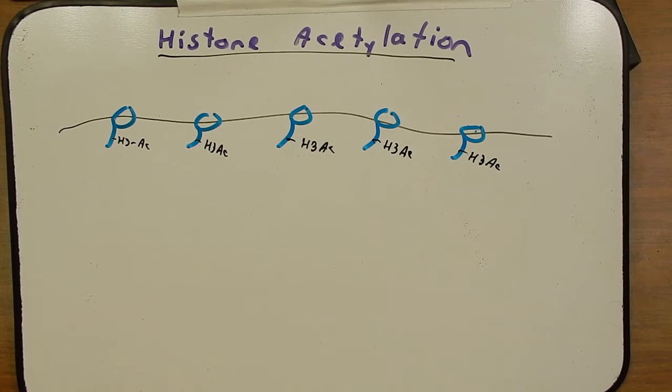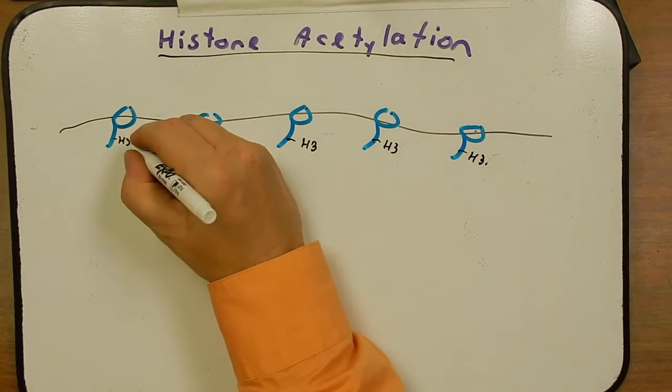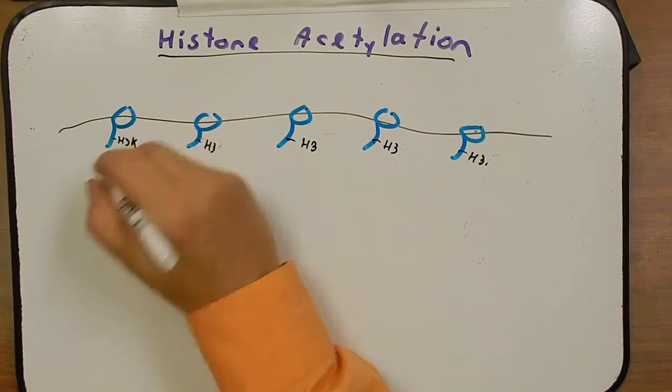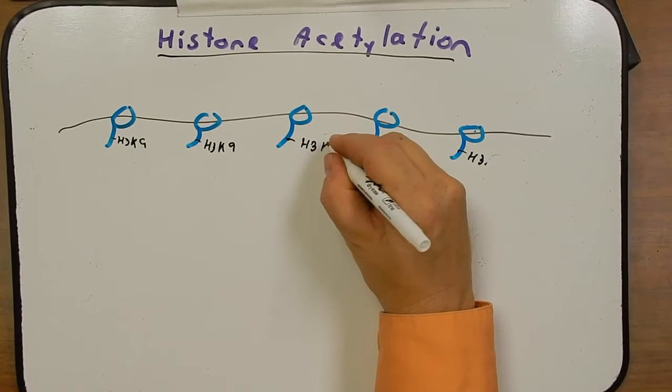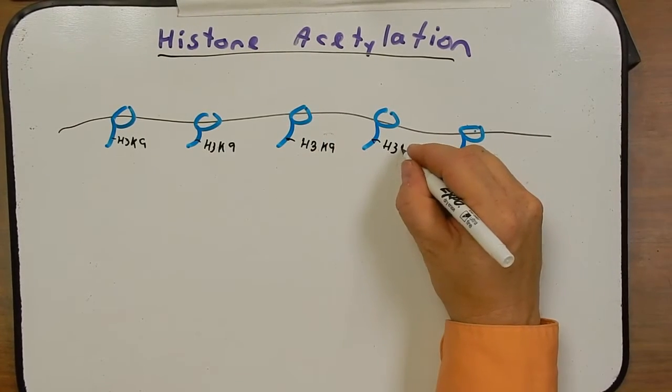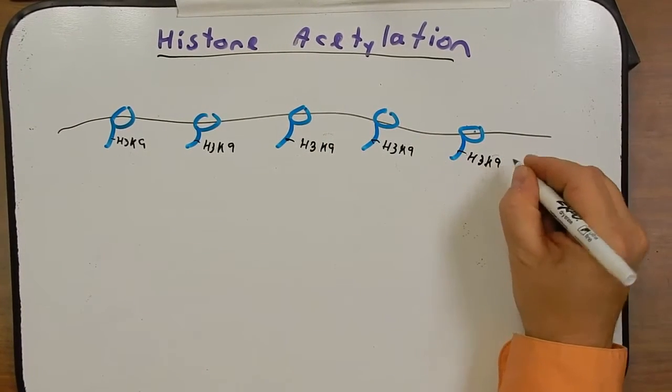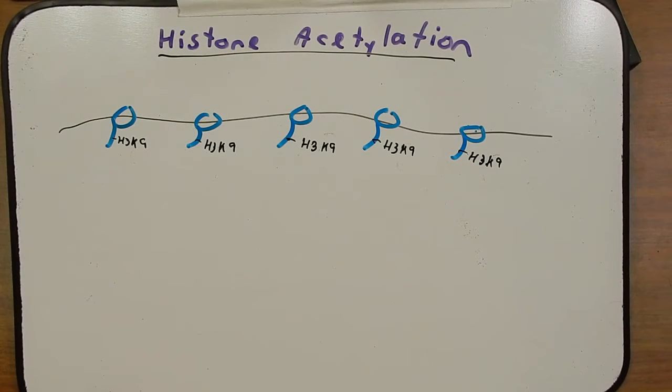However, that acetyl group here wasn't always there. So let's remove it right now. And for now, I'm going to focus here on H3K9. If you remember from previous discussions, this is the one that competes with methylation and can be a key trigger, an on-off switch, determining whether or not that gene will be transcribed.